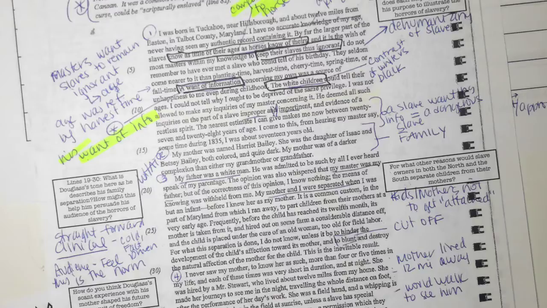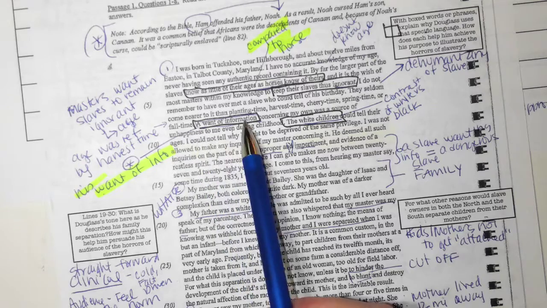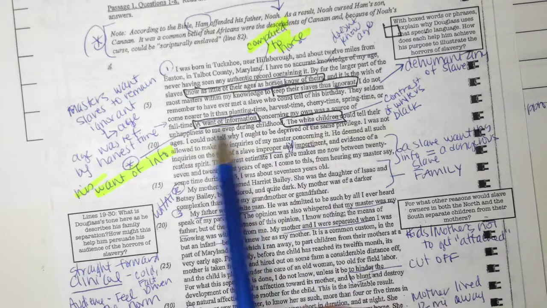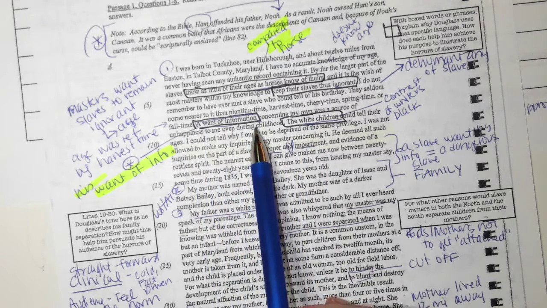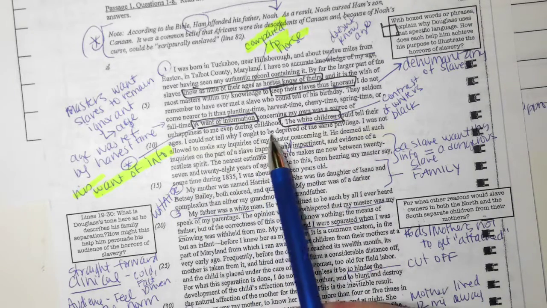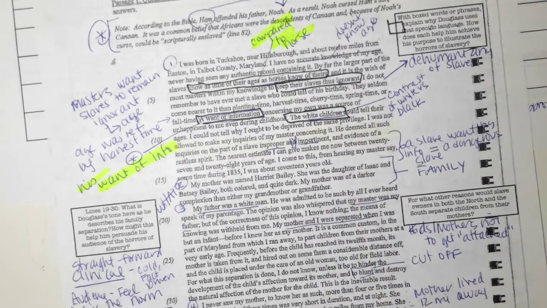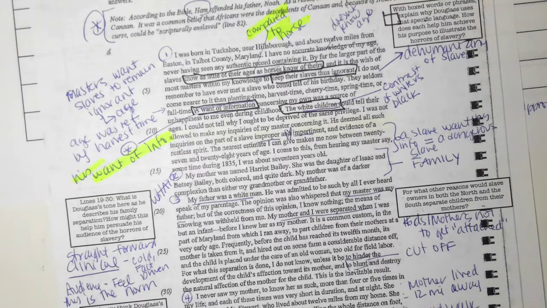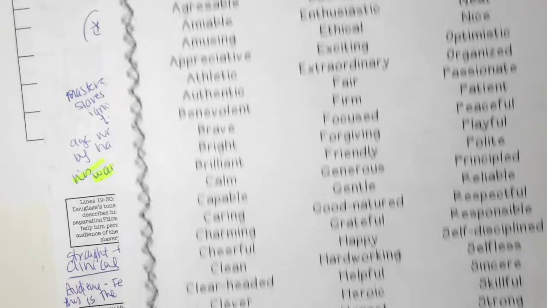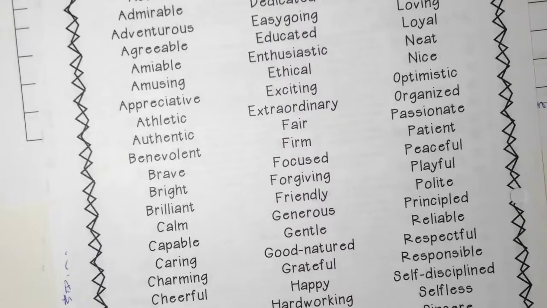So look at what we annotated, right? Look at this idea: "The want of information concerning my own age was a source of unhappiness to me even during childhood. The white children could tell their ages. I could not tell why I ought to be deprived of the same privilege." I was trying to find that word, curious. Is curious on there? Yeah, at the very top of the second column. I would think curious would work.